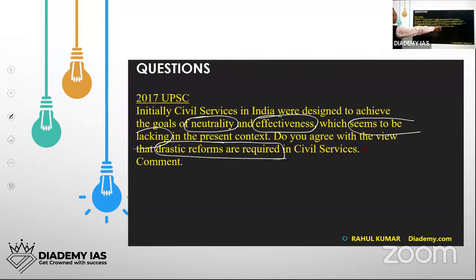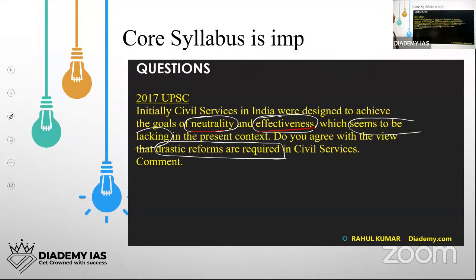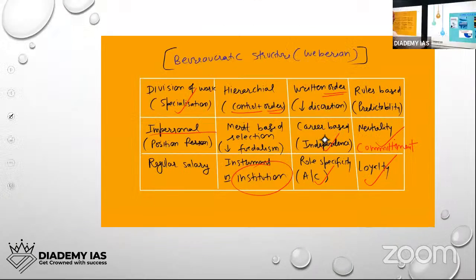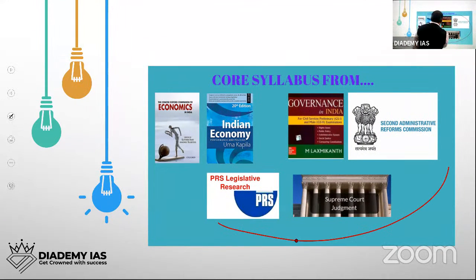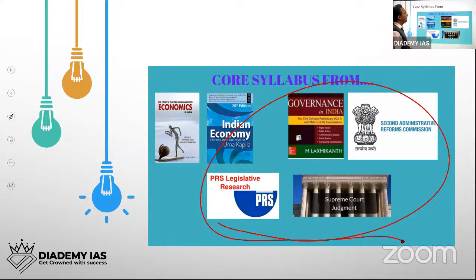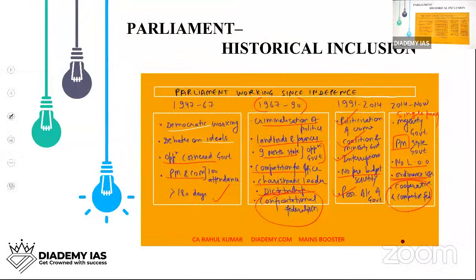2017 में similarly there was a question on civil service, neutrality and effectiveness. Again, this requires some core syllabus knowledge. Bureaucratic structure के बारे में आपको पता होना चाहिए. So basically there are various sources which you have to follow, and these sources are not the complete sources. You should go back to the historical dimension of the topic. For example, this framework I provide in my classes.